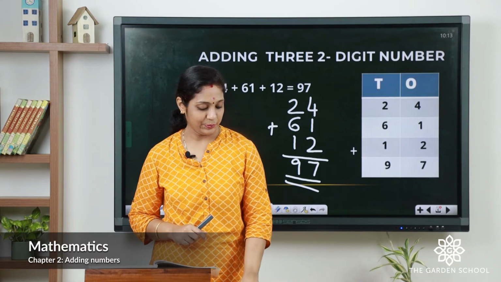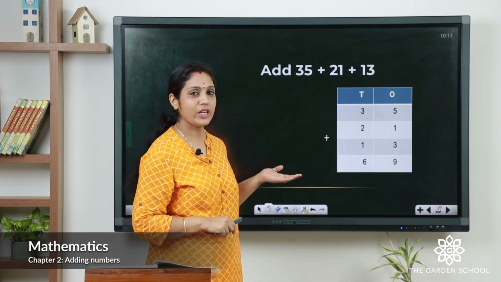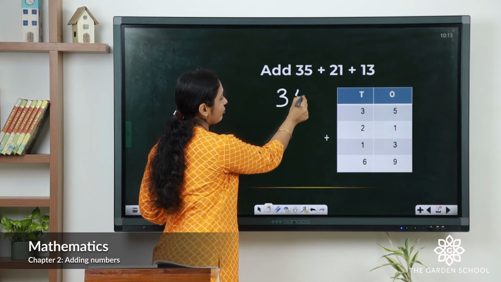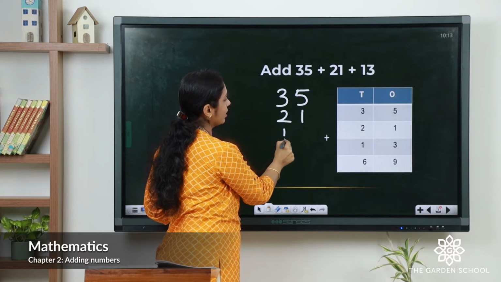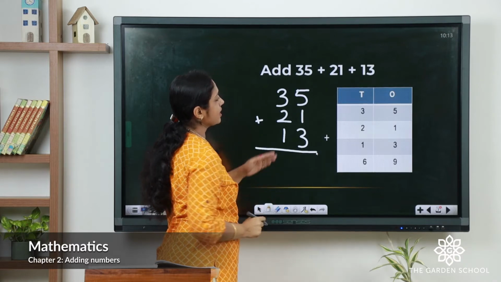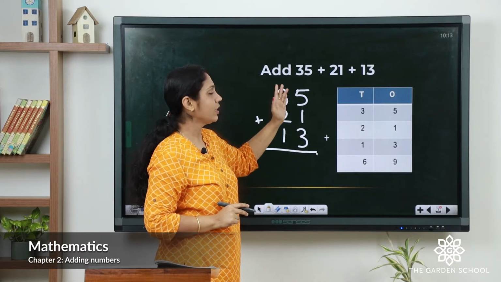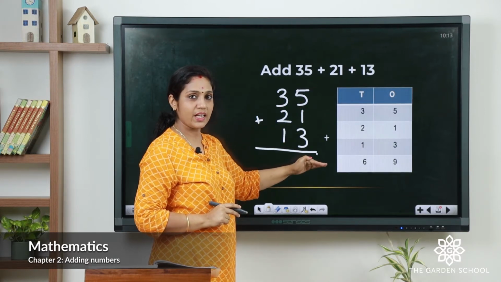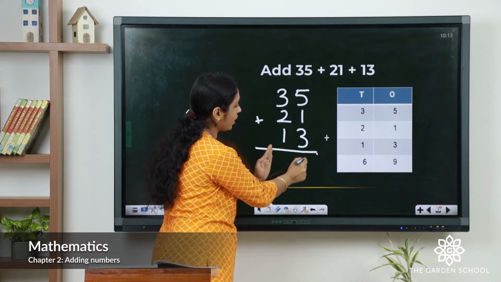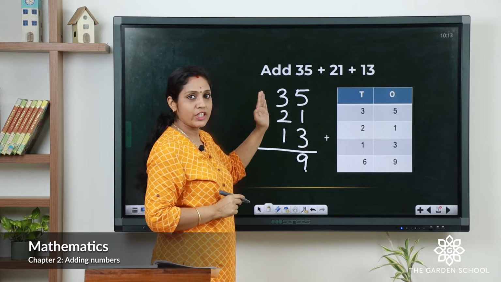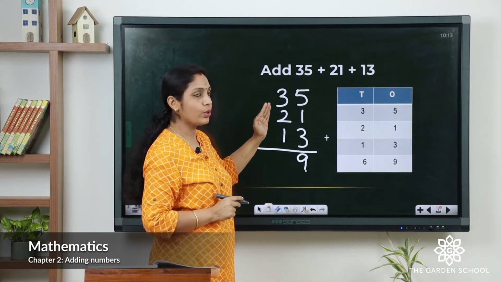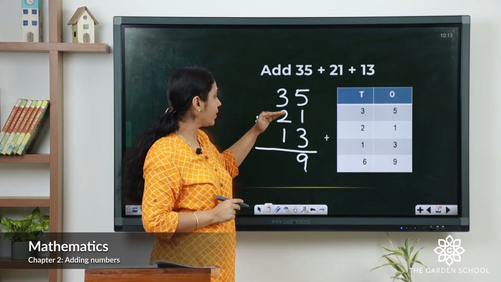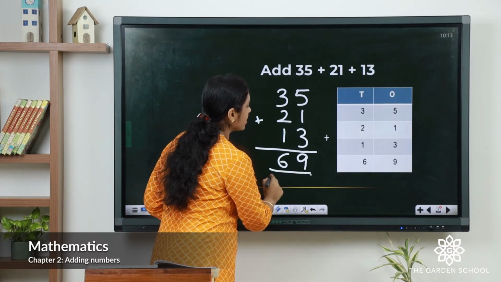Let us do another example. Here we have 35, 21 and 13. So, let us add these 3 numbers. First let us write 35, 21 and 13. First let us add the digits which are in the ones position. They are 5, 1 and 3. So, 5 plus 1, 6, 6 plus 3 is 9. Let us write it down under the ones position and then we will check the tens place. We have 3, 2 and 1. First let us add 3 plus 2 we get 5 and 5 plus 1 is 6. So, the answer is 69.